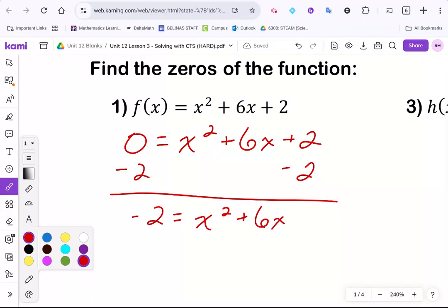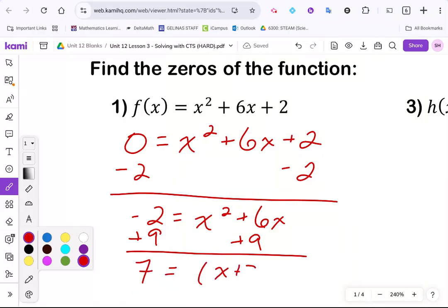We will then take half of our b value and square that. In this case, our b value ends up being 6, so we are going to add 3 squared to both sides. So we will add 9. That's going to enable us to have 7 equals (x plus 3) all squared, since x squared plus 6x plus 9 ends up being a perfect square trinomial.